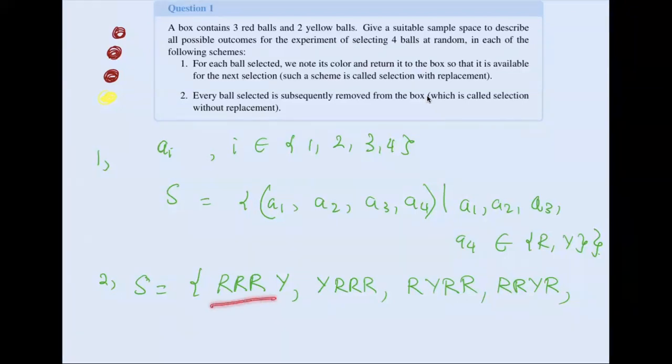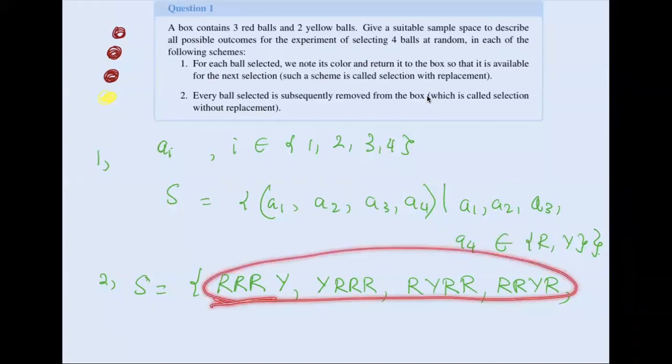Okay, back to this one. So these 4 cover the case where you have 3 red and 1 yellow. And if you think about it, it is not possible to have 0 yellow balls, right? Because having 0 yellow balls means that you have 4 red, and you just don't have enough red balls for that.